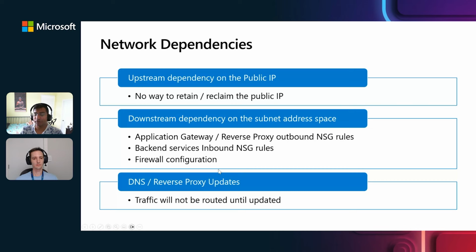The same goes with firewall. If your traffic is routed through the firewall, it might block those traffic because it is still looking for traffic originating from the older subnet, but all the new traffic is originating from the newer subnet. So it's important to identify these dependencies upfront and update them even before you attempt the migration, because all this can be done upfront. Barring the reverse proxy updates, right? The DNS and the reverse proxy updates, which you can update only after you validate it and you decide to flip the switch.